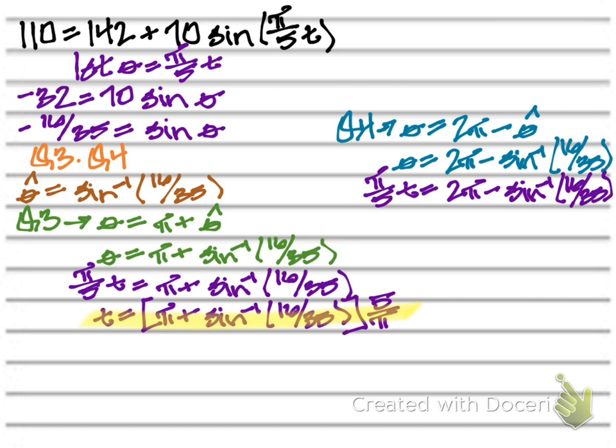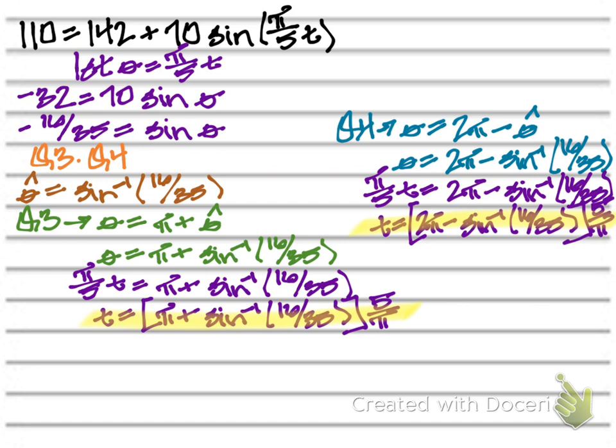So to solve it, just like the last one, I need to do all of that and then multiply both sides by 5 over pi. So t is 2 pi minus the inverse sine of 16 over 35 times 5 over pi. And that would be your second time.